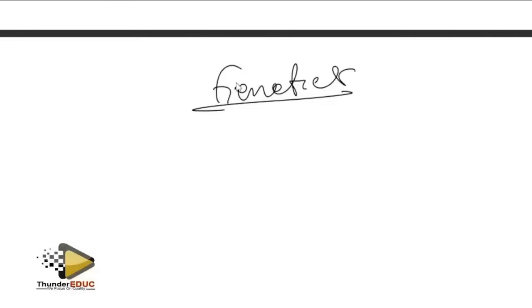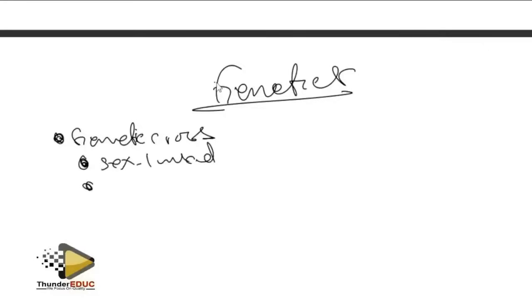Six mark questions. When you talk about six mark questions in genetics, what are you supposed to look at? Number one, genetic cross. In this genetic cross, you need to know when to say sex-linked and when to say non-sex-linked.